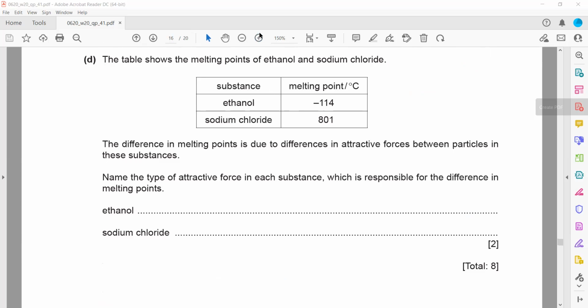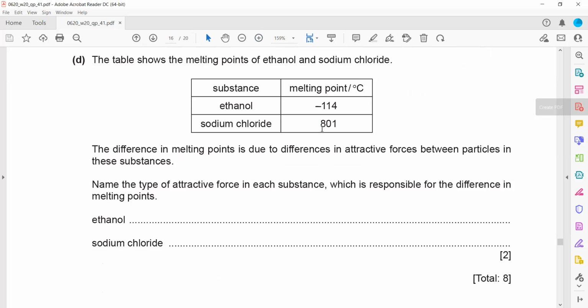The last part, the table shows the melting point of ethanol and sodium chloride. This is related to bonding and structure. Ethanol is a covalent compound, so it will have a weak force of attraction. Sodium chloride is an ionic compound, so it will have a strong force of attraction. That's why you can see the melting point is low here, and the melting point is high here. The difference in the melting point is due to attractive forces between the particles.